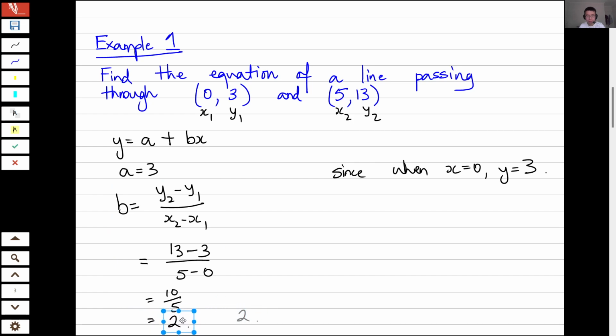Now, we aren't finished. I need to state the equation. I've got a and b, so I just need to write y equals a, which is 3, plus bx, and b is 2, so y equals 3 plus 2x. And now I'm done.